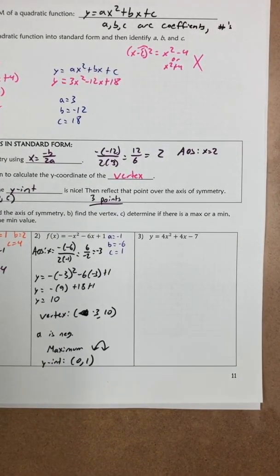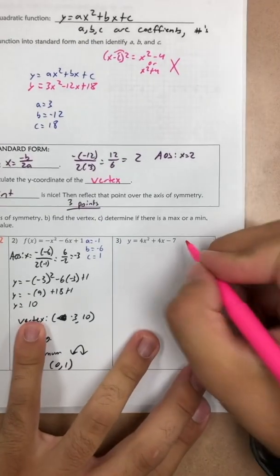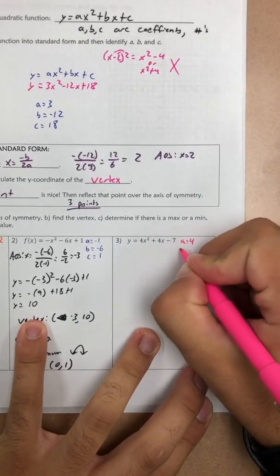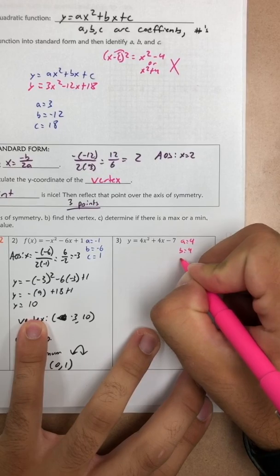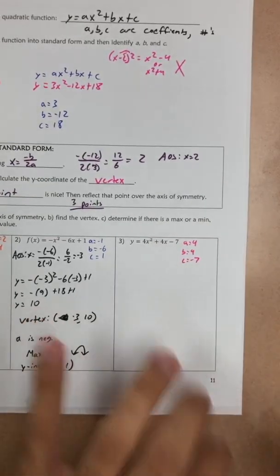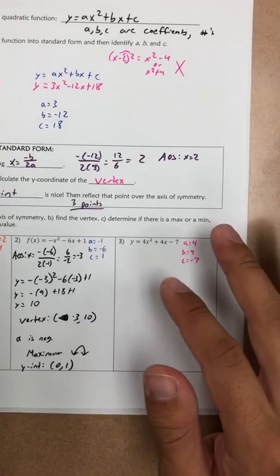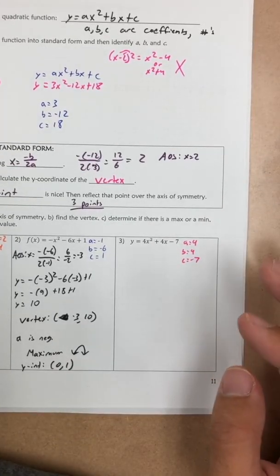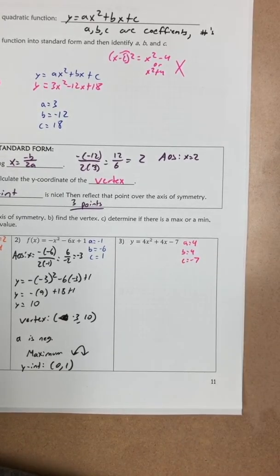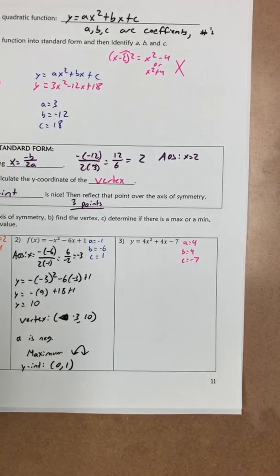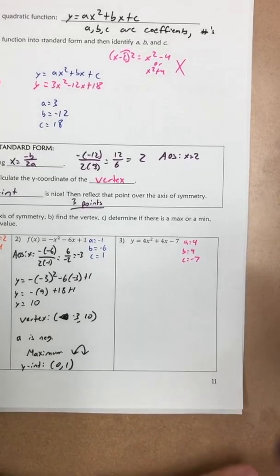And lastly over here, number 3. Again, my a value here is 4, b is 4, c is negative 7. Go ahead, pause the video, try this one out on your own. All right, let's come together. So you should have tried this one out on your own.